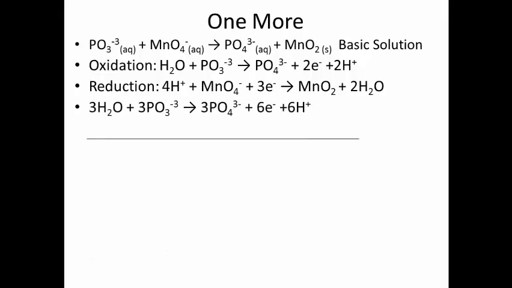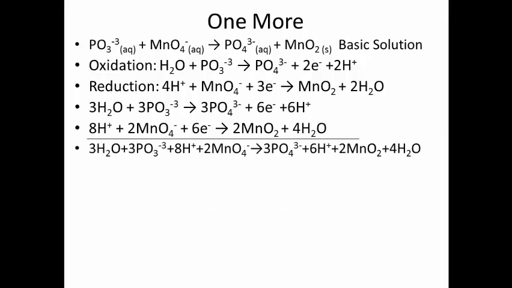We see that the phosphite to phosphate is losing 2 electrons, and the permanganate to manganese dioxide is gaining 3, so we have to multiply the phosphite reaction by 3 and the permanganate reaction by 2. So that's what I did here. And so now we add these two up, and we get this.